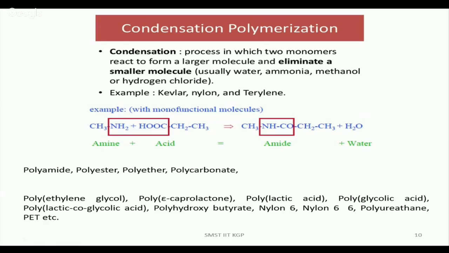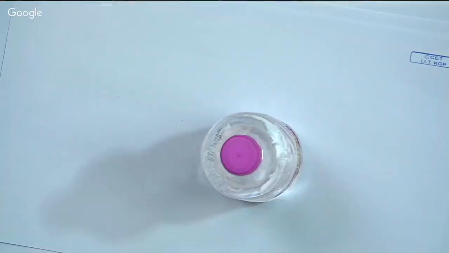I think you have played in your childhood: we take the refill, we put it on the flame, and you just pull. You get the fibers. So that is one of the methods to make fibers. Simply take these bottles, make them hot, so you get a melt, and then you just pull it, you get the fibers. So these PET fibers are used for making heart valves as well as blood vessels.